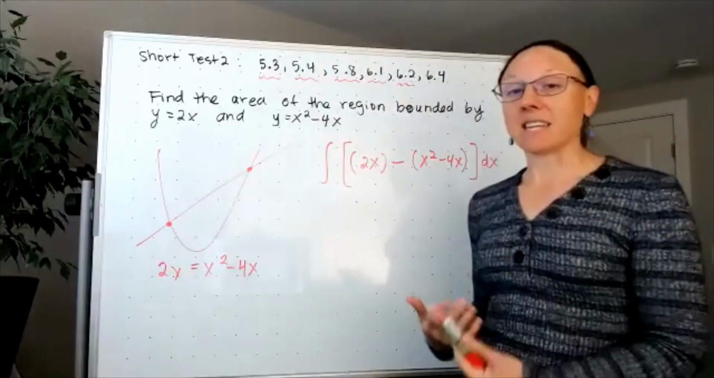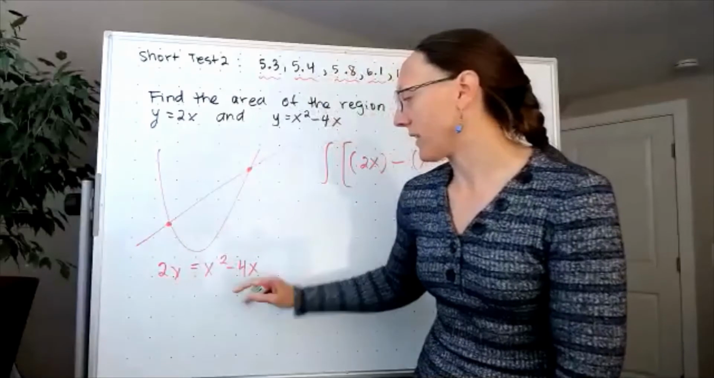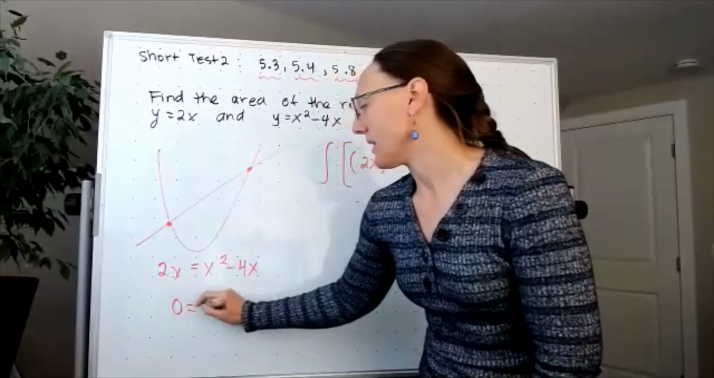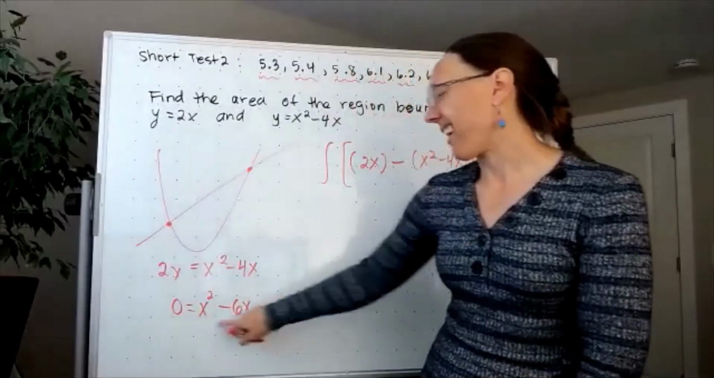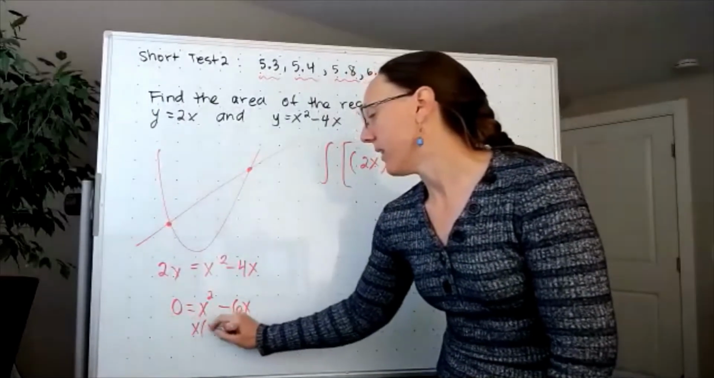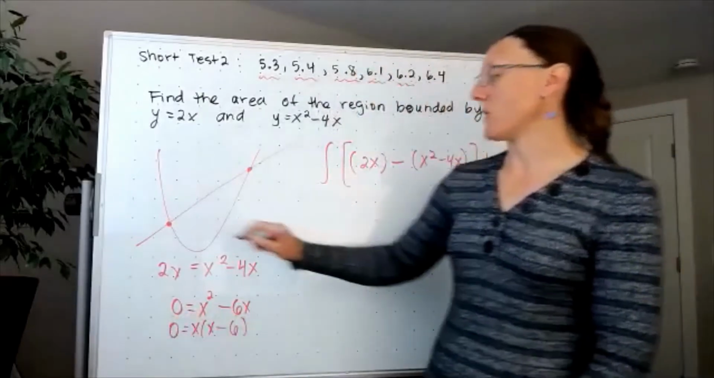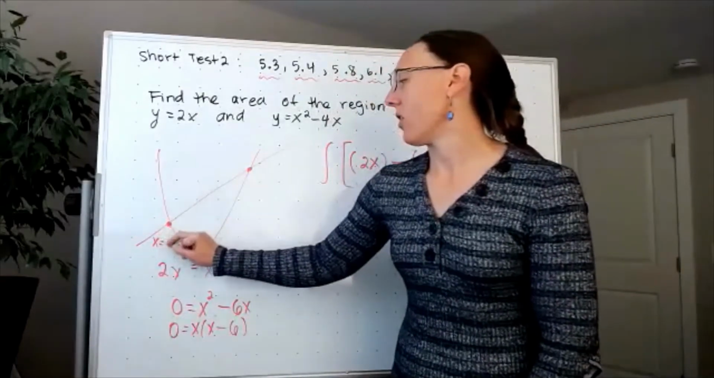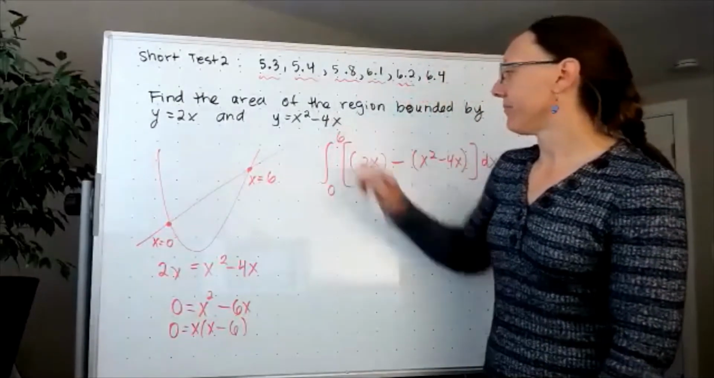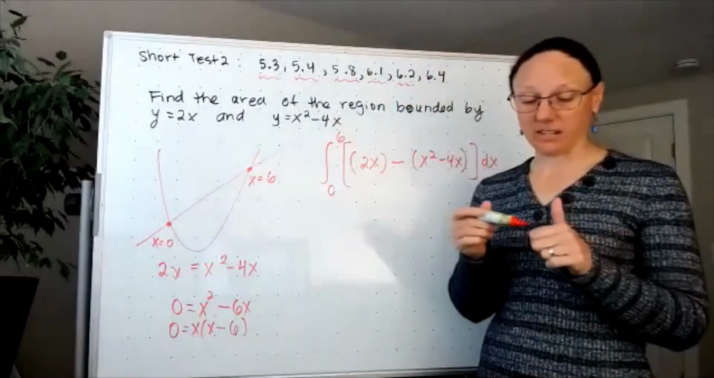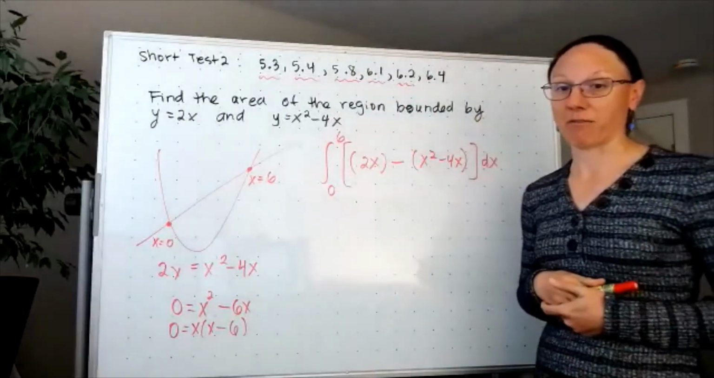To factor, I need a 0 on one side of the equation. So I'm going to subtract 2x from both sides to give me 0 is equal to x squared minus 6x. And here I can factor an x out to get that the x values at my intersection points are 0 and 6. And that's it. That's all I need in terms of the picture. I don't need to do anything fancier than that for the picture.